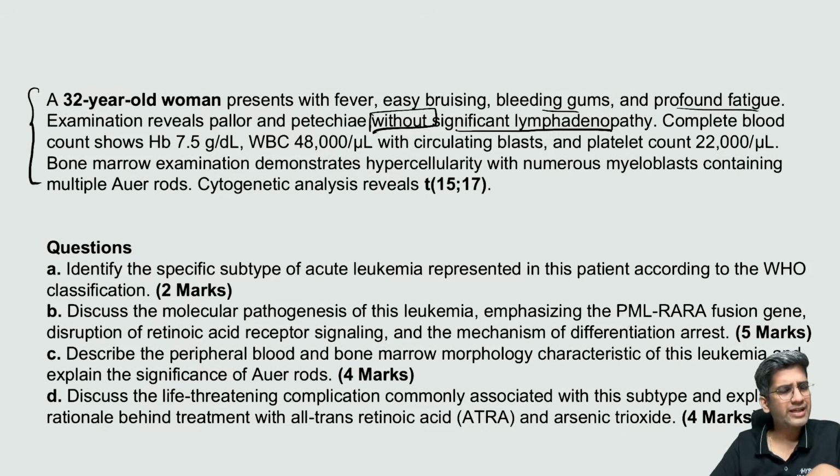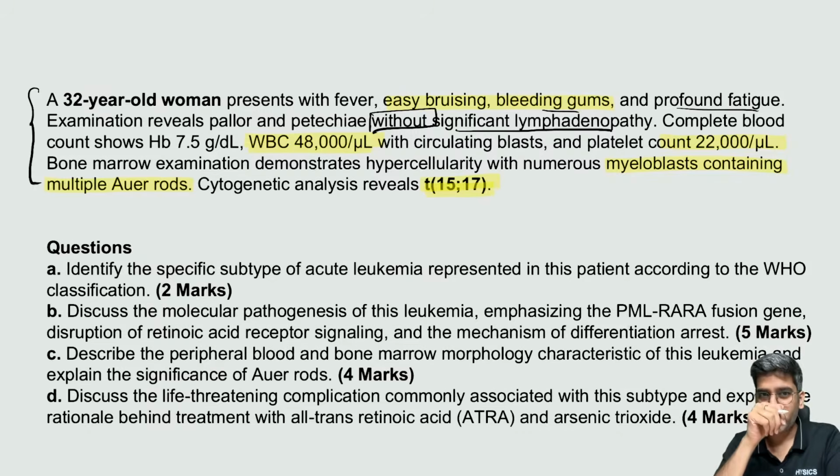CBC shows hemoglobin is reduced, but a very, very contrasting and important finding: WBC count shows 48,000 per cubic mm. That's very, very high, with circulating blasts. Platelet is also low, 22,000 only. Thrombocytopenia. Bone marrow shows hypercellularity with numerous blasts. They have mentioned it as myeloblast because there's no chance in giving me an extra clue saying there are Auer rods. Auer rods present means myeloblast. And cytogenetics reveals translocation 15;17. Can anyone nail the diagnosis? I have highlighted all the keywords here.